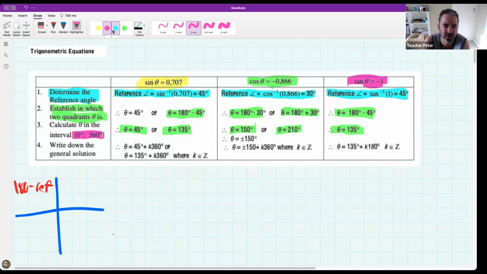And then I also spoke in the last lesson about something called a general solution. And what a general solution does is it takes the original answers and adds a k times 360 for sine. It adds a k times 360 for cos, and it adds a k times 180 for tan, and then it also says where k is an integer in all of these.